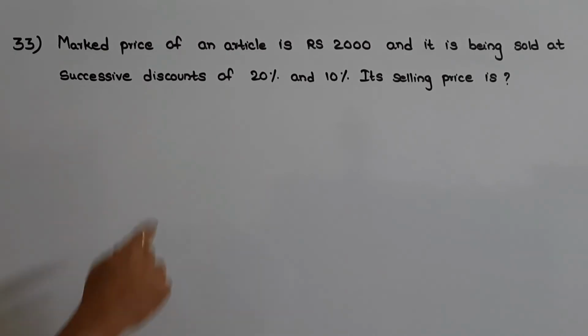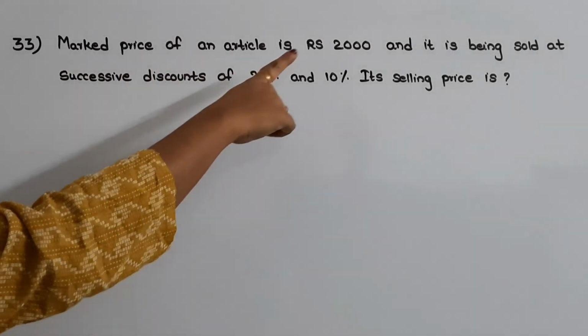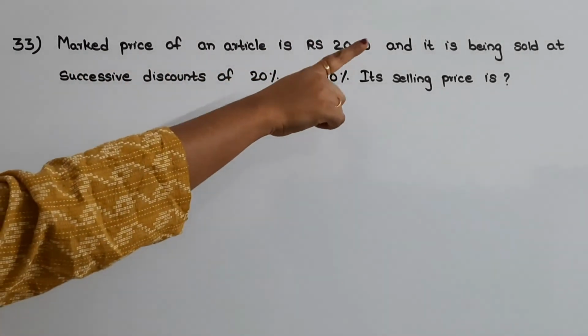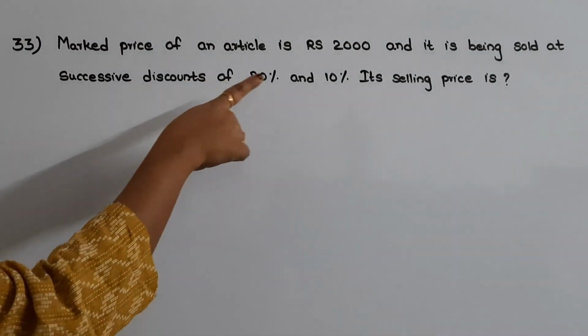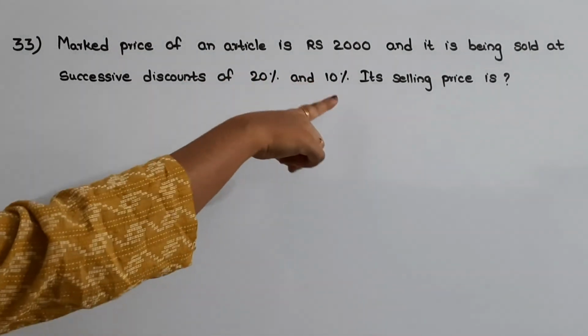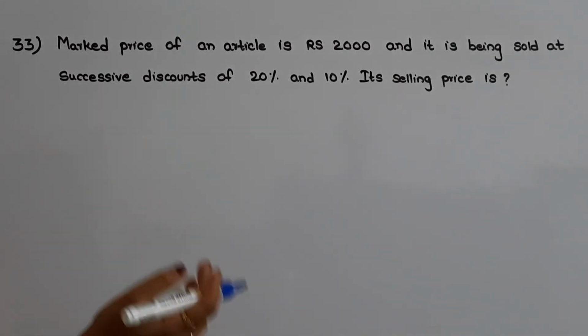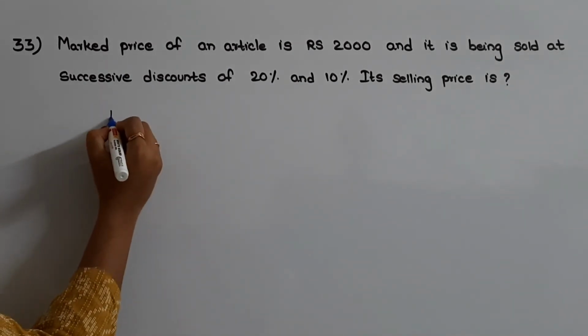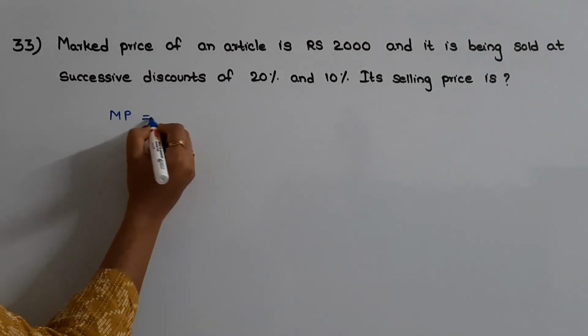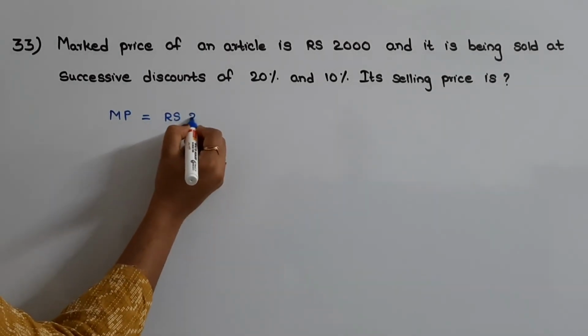The next question is mark price of an article is rupees 2000 and it is being sold at successive discounts of 20% and 10%. Its selling price is. So in this question we need to find out the selling price. Okay. Mark price is given as rupees 2000.